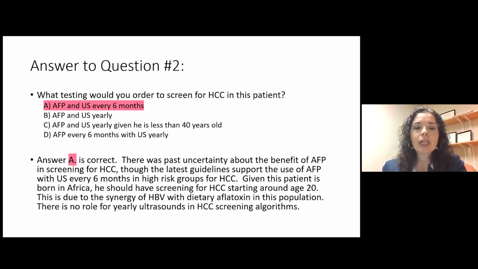It's alpha-fetoprotein and ultrasound every 6 months. As I mentioned to you a few slides before, there's no indication for yearly ultrasound in screening for HCC. Ultrasound should be performed every 6 months. And again, although there's been some controversy in the past, the recent guidelines support the use of alpha-fetoprotein to help screen for HCC in populations, specifically when ultrasound is not available. The dietary aflatoxins in patients who are in the less than 40 age range from Africa make HCC screening important in that group.